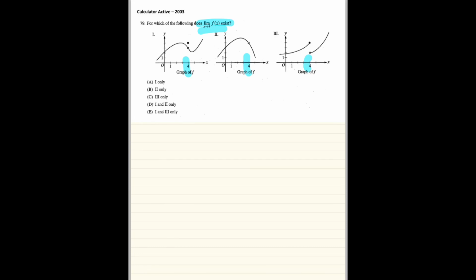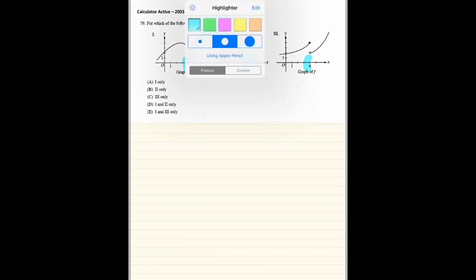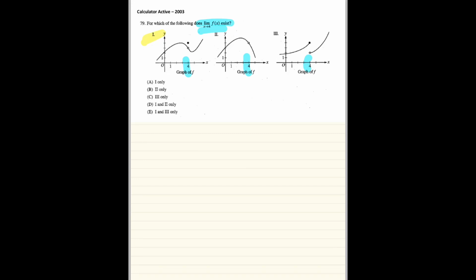Well, of course the limit exists for number 1. This is not continuous, but the limit exists. From the left, I go there. From the right, I go there. I go to the same point, so it exists. From the left, I go to that point. From the right, I go to that point. The limit exists. It's not continuous in choice 1 or 2, but the limit exists.